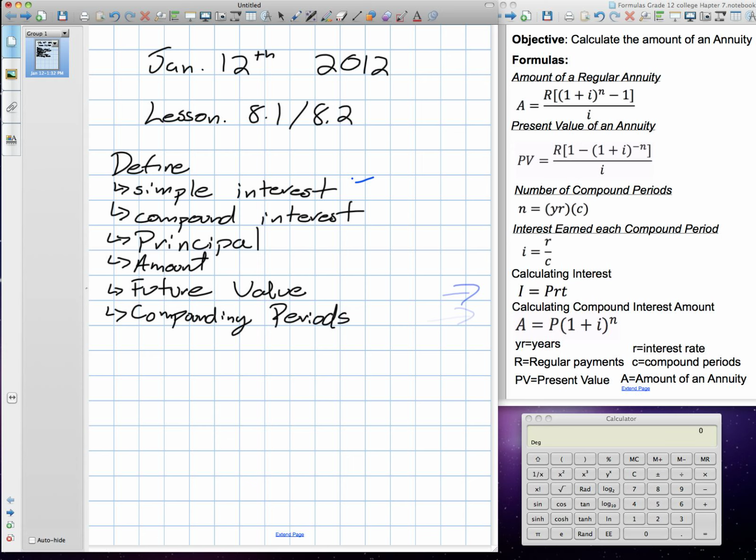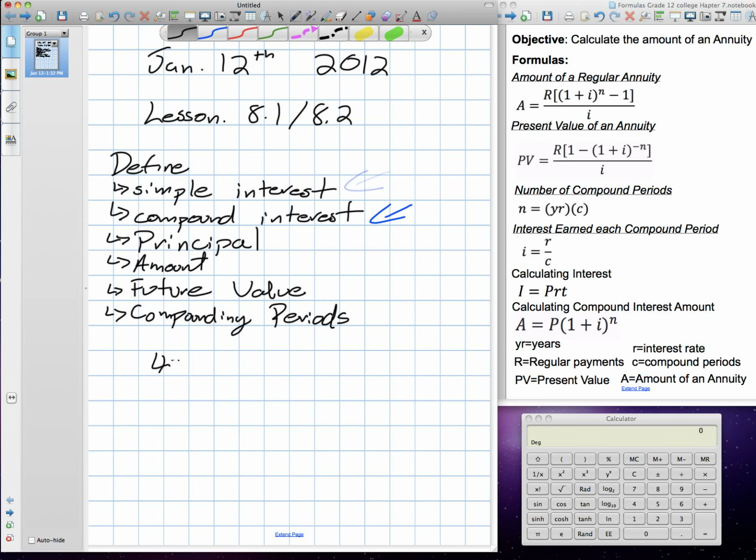So, simple interest. Simple interest means it is interest earned on the original amount invested, okay? So, let's say somebody here has a savings account, and he has a chance to put it in two different types of bank accounts. There's a savings account that's going to give him simple interest, and there's a savings account that is going to give him compound interest. Now, he has $4,000 to invest, which is a very nice, hefty amount, okay?